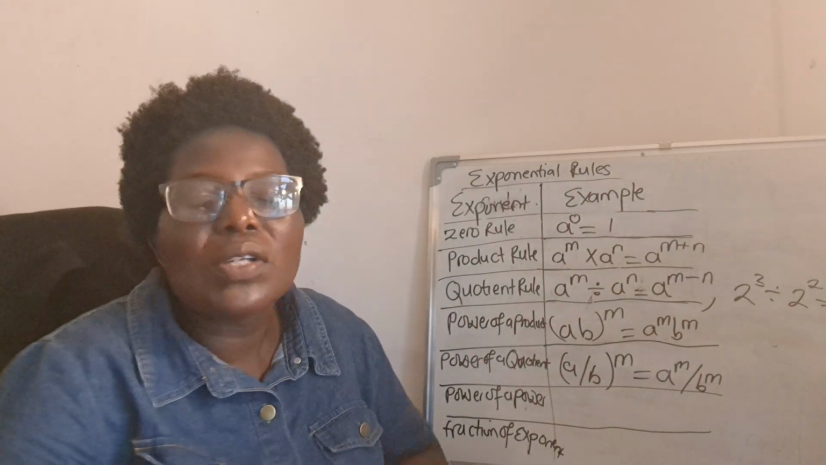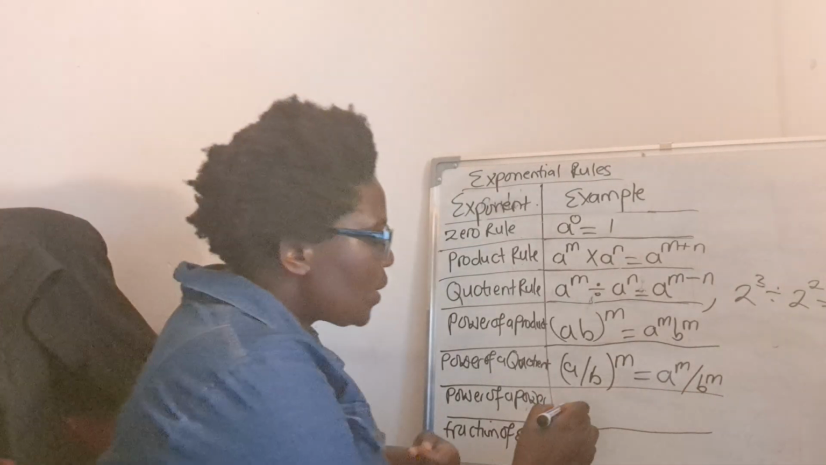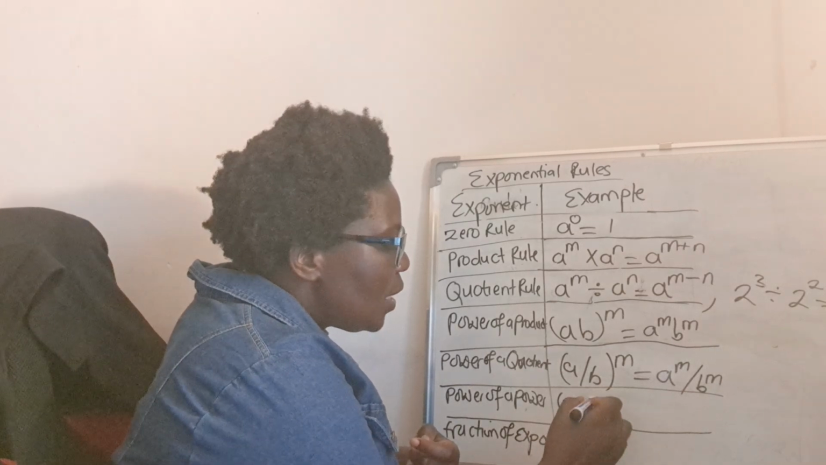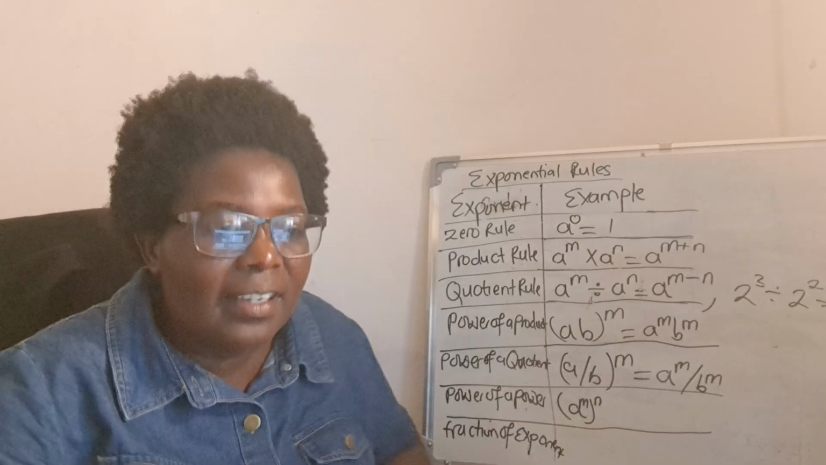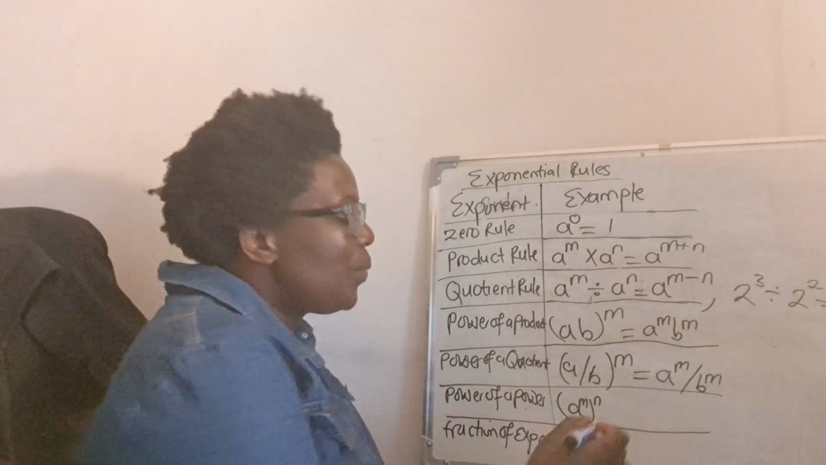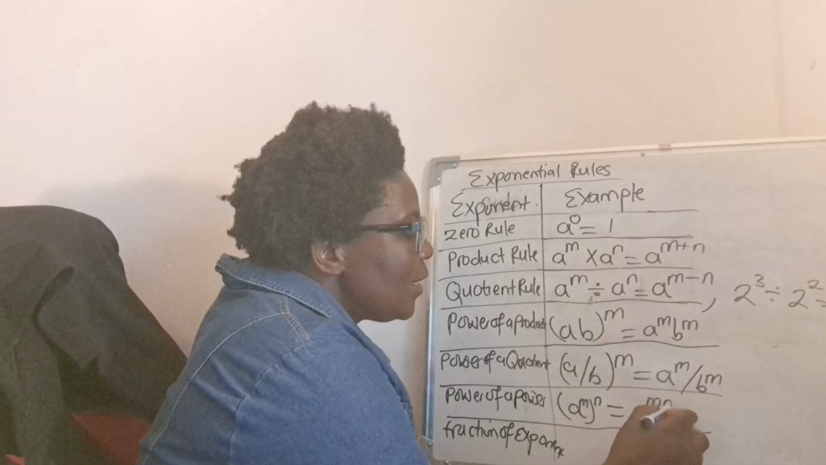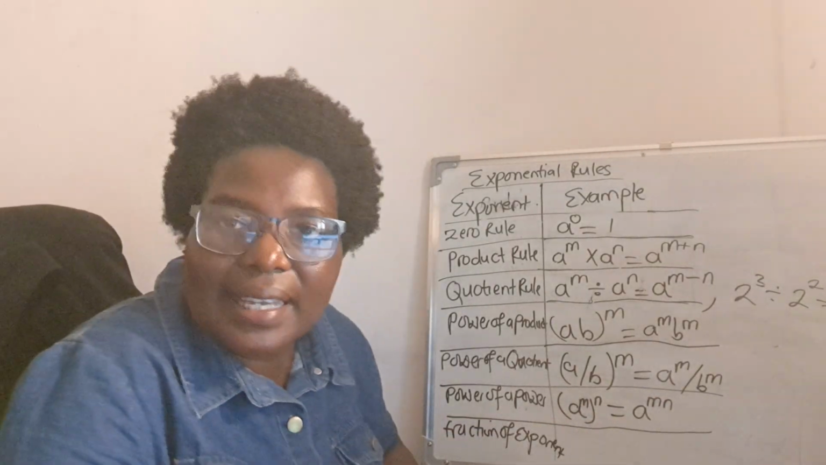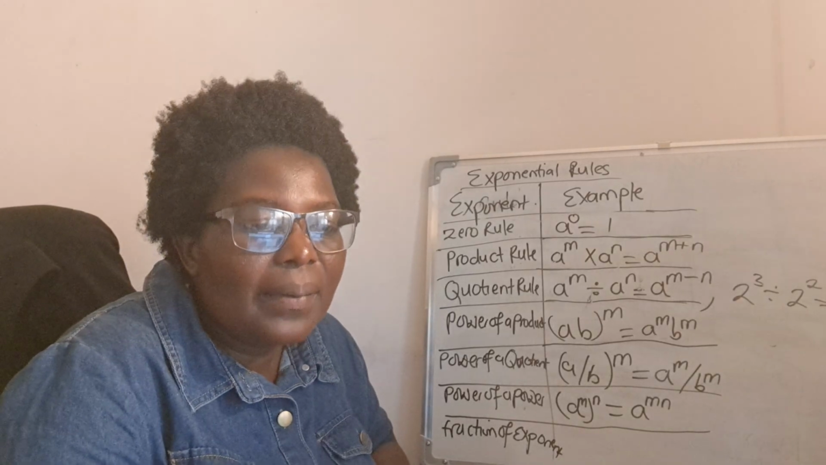We also have what we call a power of a power. For example, a to the power of m, and outside the brackets to the power of n. This can be written as a to the power of mn. You just need to multiply the m and n in order to remove the brackets.